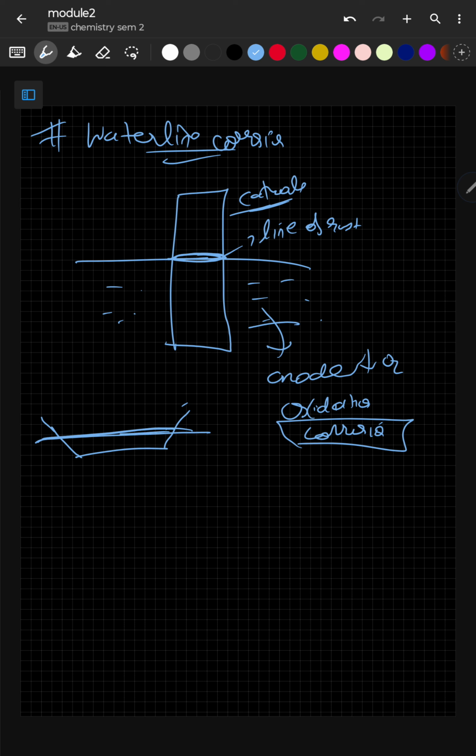In many other places also you can see the part of the metal is always submerged in water, and that acts as the anode. Below the water line, the rust line or corrosion line shows that the metal is always under that water. Even in water storage steel tanks you can understand this waterline corrosion. That's the basic principle.